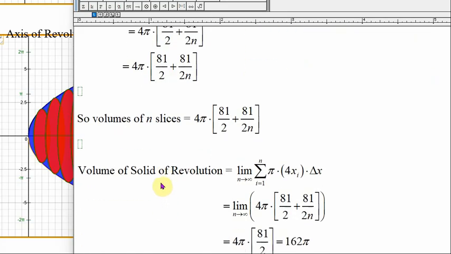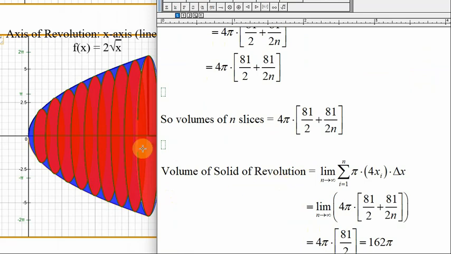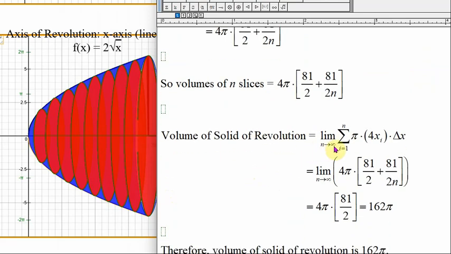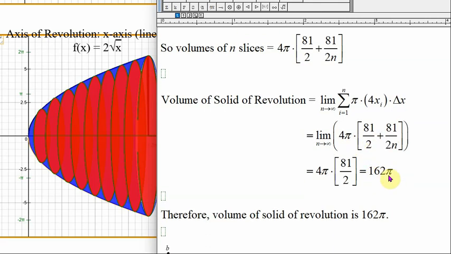The volume of the solid of revolution, that's where we divide the solid into an infinite number of slices. And so we have to allow n to run to infinity. And so this would be the volume of the solid of revolution. But this quantity right here is 4 pi times 81 over 2 plus 81 over 2n. As n approaches infinity, 81 over 2n approaches 0. And what's left is 4 pi times 81 over 2. And so we get 162 pi, which is the volume of the solid of revolution.